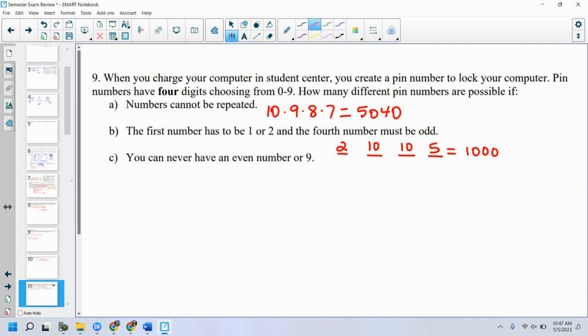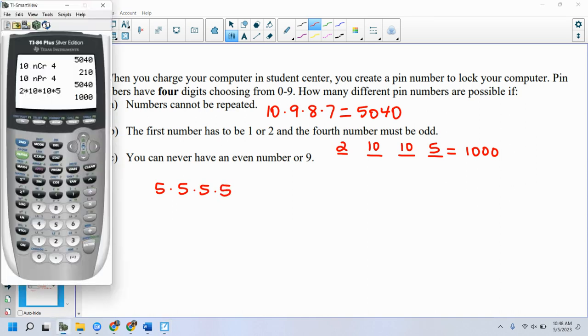You can never have an even number or a 9. Now we said, are we counting 0? What did you guys do? I was counting 0. So 0 is an option? Okay, so 0, 1, 3, 5, 7, 9? So 5 options. Five to the fourth power is 625.